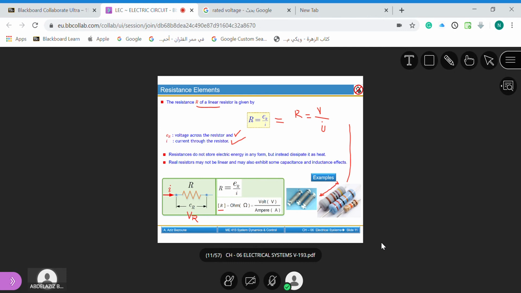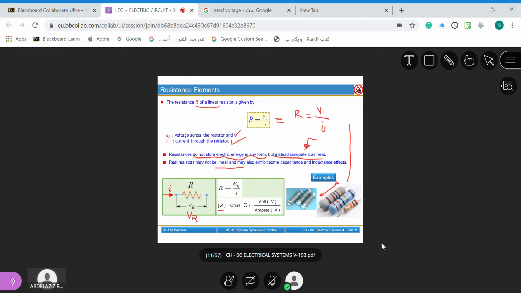So resistance does not store electric energy in any form, but instead it dissipates it as heat. So it's a source of dissipation, which is similar to the damping, exactly to the damping, because it dissipates heat.